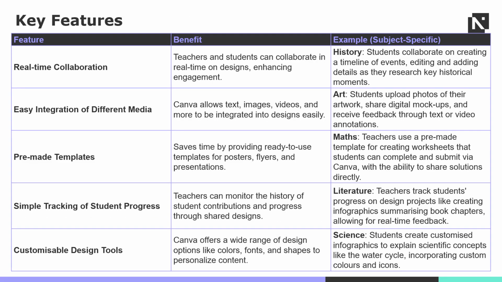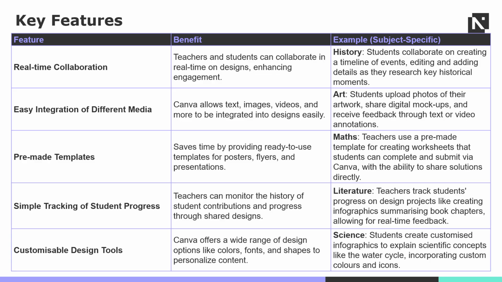Let's take a look at some of the Canva key features and how they translate into subject-specific teaching benefits. First, real-time collaboration allows teachers and students to work together to design simultaneously. For example, in history, students might co-create a timeline of key events, editing and adding research together in real time.